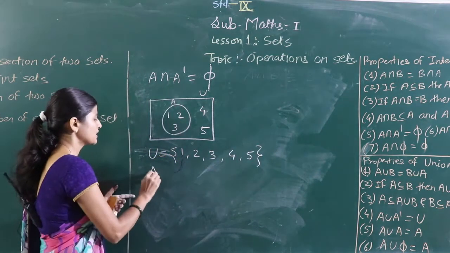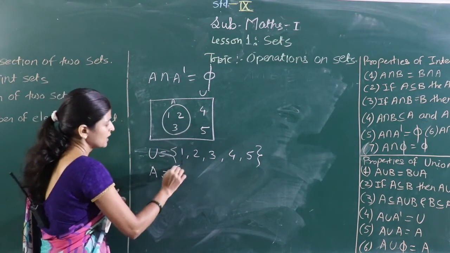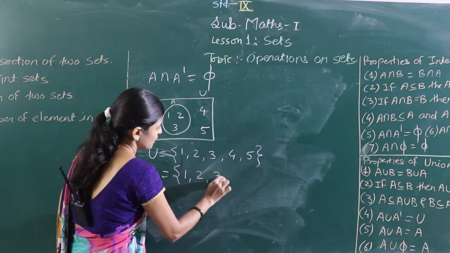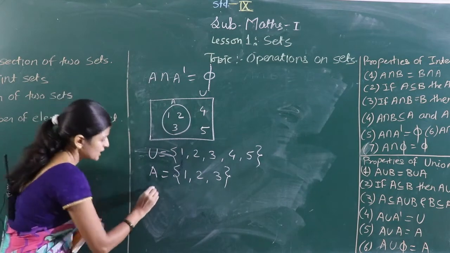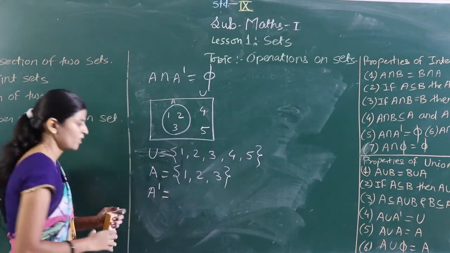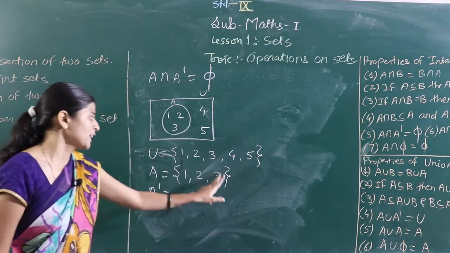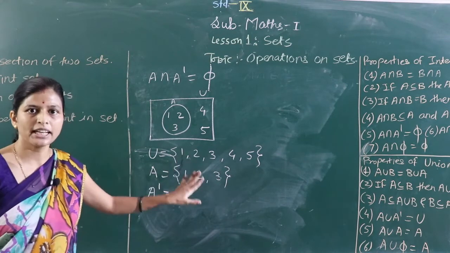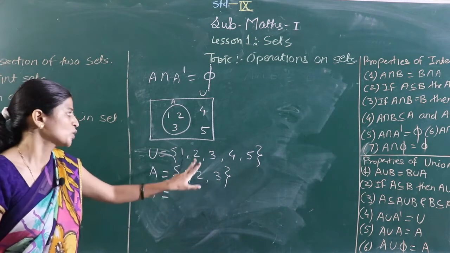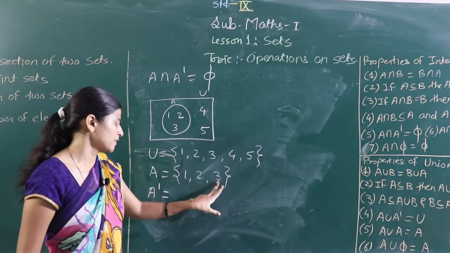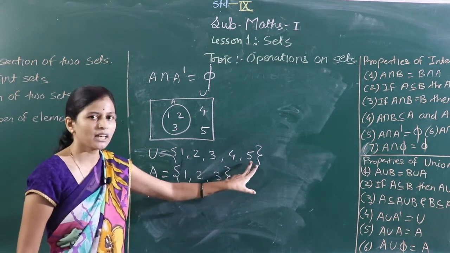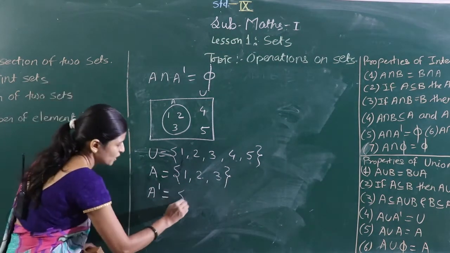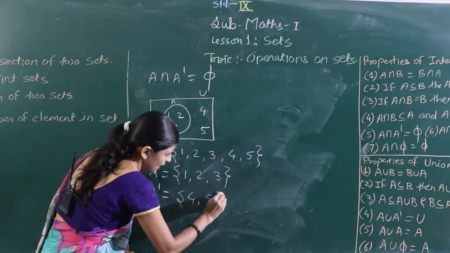Now what is set A? Set A means this circle. This circle contains only the elements 1, 2, 3. So what is A complement? A complement is all the elements of the universal set other than the elements of set A. So, except elements 1, 2, 3, the remaining elements are 4 and 5. These are the elements of set A complement.